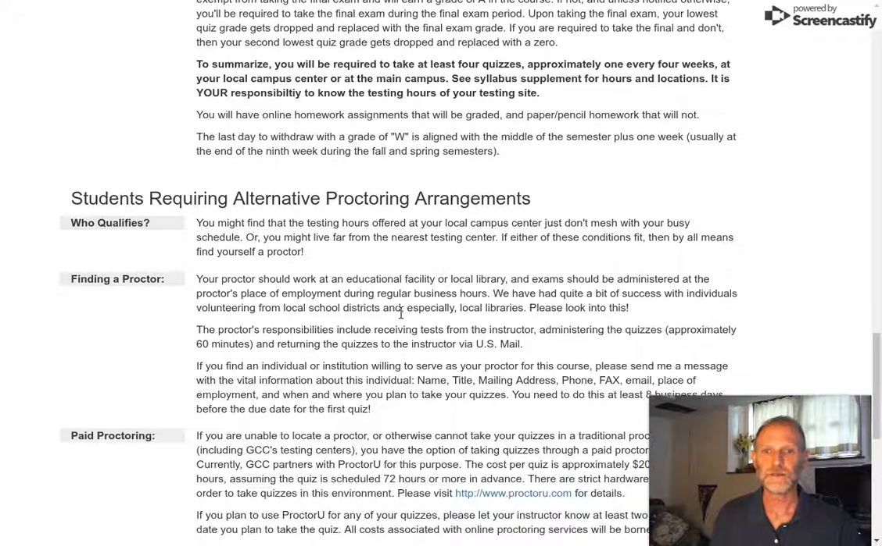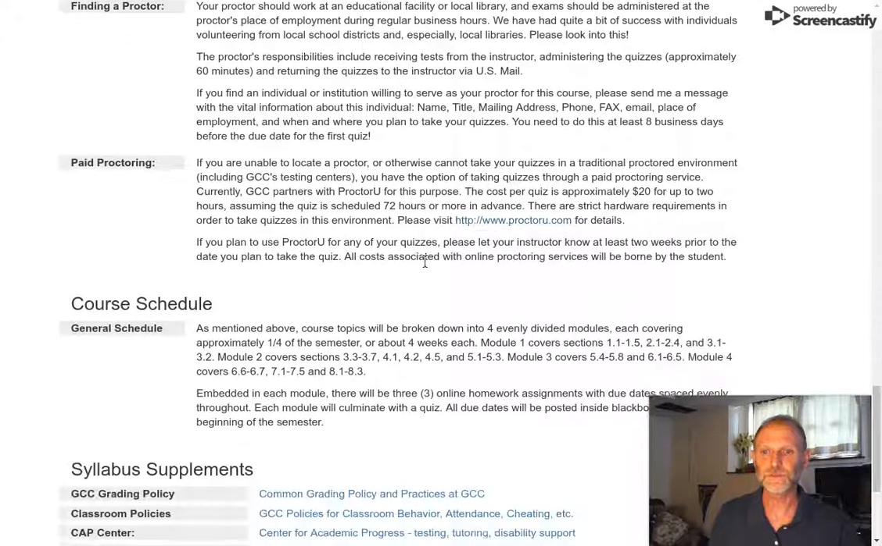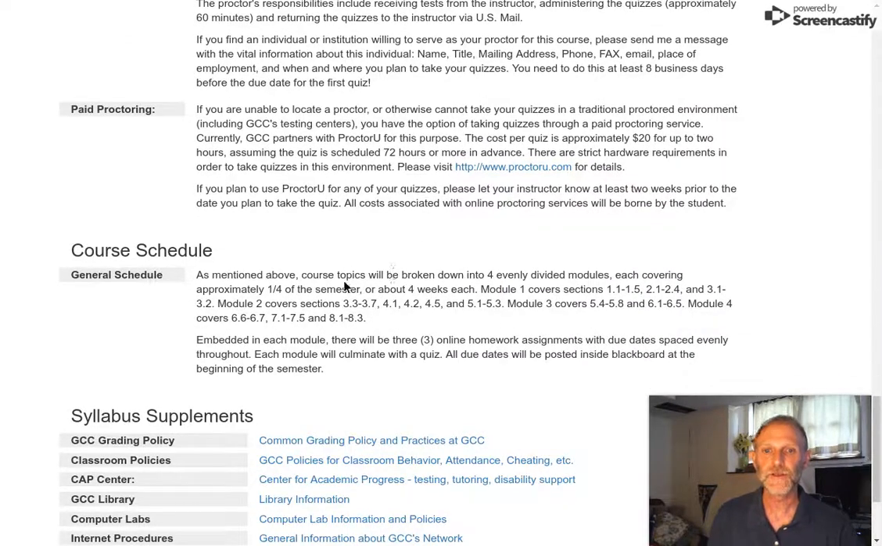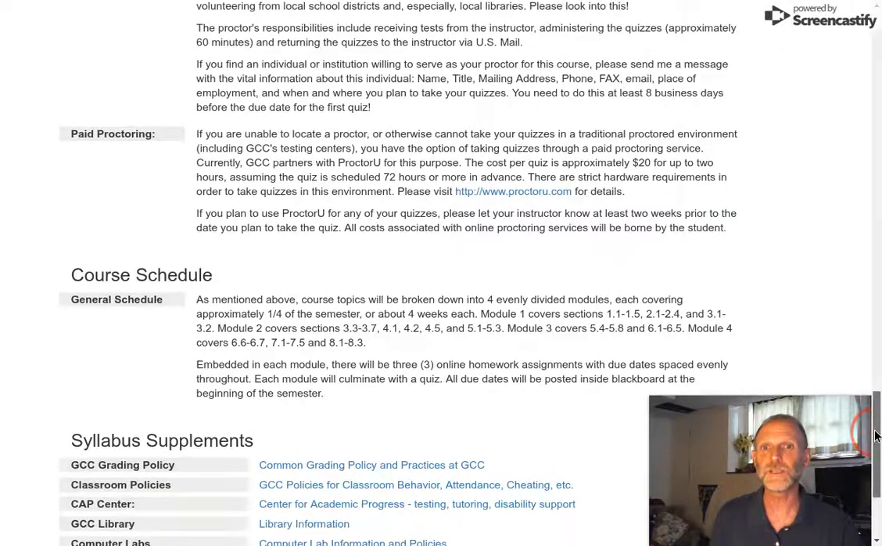And then there's additional information in the syllabus. But remember, 4 total modules, 4 quizzes, online homework, and then a final exam. So that's a summary of the syllabus.